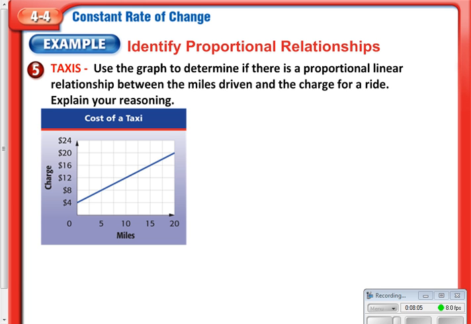So it says, use the graph to determine if there is a proportional linear relationship between the miles driven and the charge for a ride. Explain your reasoning. First thing I would do here is go ahead and set up a table. Tables help make things easier. We know that it's the change in y over change in x, so charge is my y value. Charge will be on top. X is talking about miles. So here would be my table.